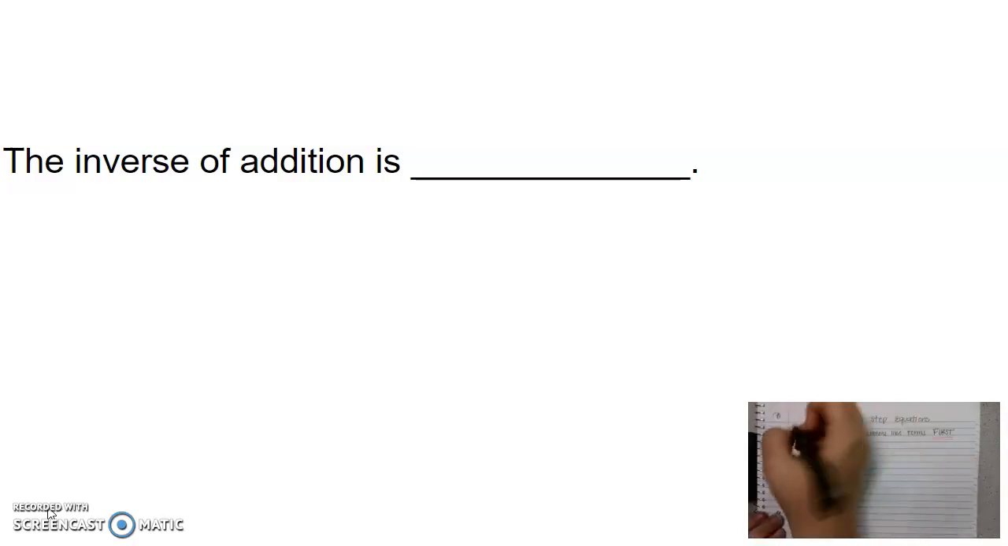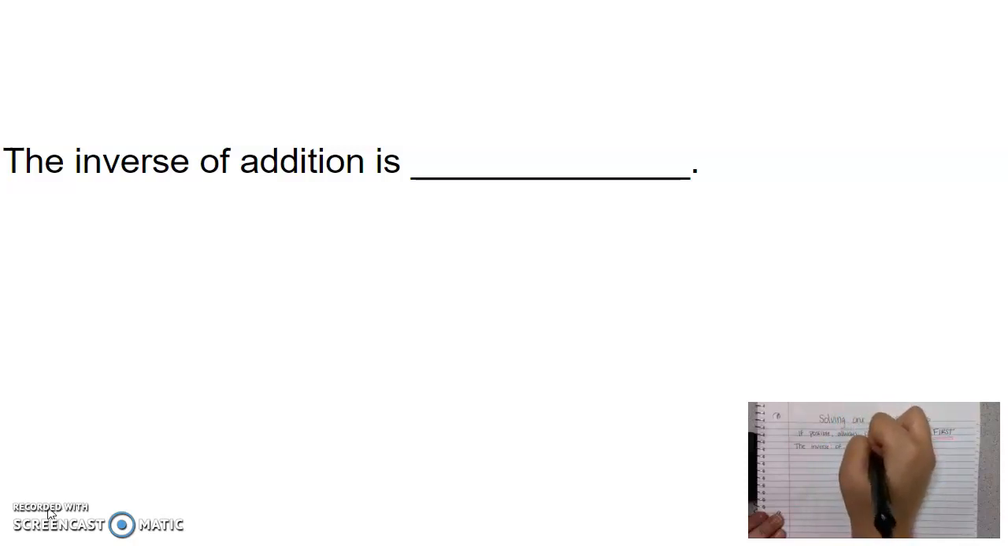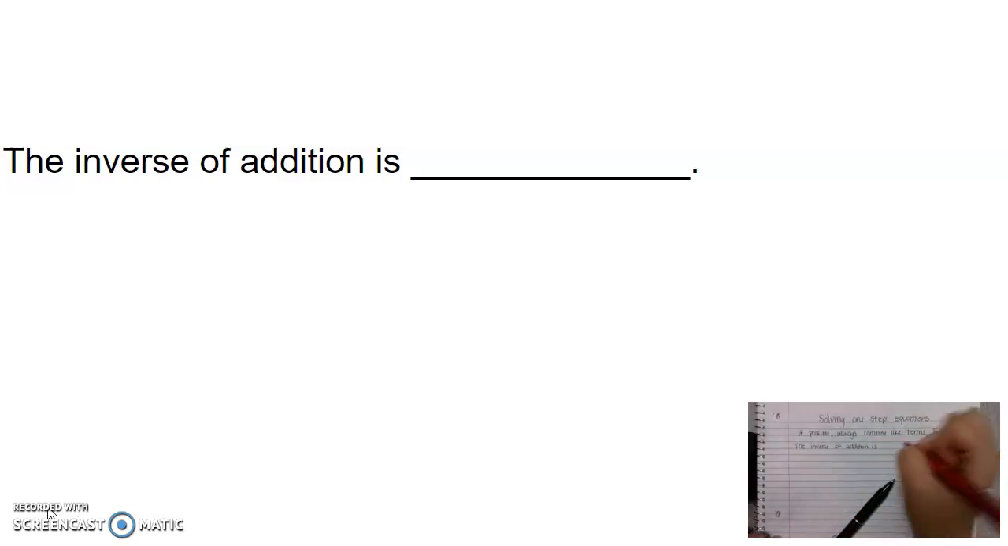The inverse of addition. Remember, inverse is just a fancy word for the opposite. The inverse of addition is subtraction.